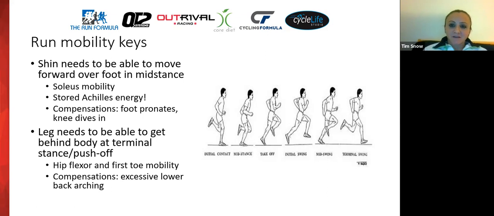And then the other main area of mobility, flexibility that tends to be limited with running is our legs need to be able to get behind the body at this terminal stance push off here. So our hip needs to be able to extend usually about 20 degrees past vertical here to push off the body. This is a function again of our hip flexor mobility on the front of the hip, and also our great toe. This is an area that tends to get overlooked, but that needs to be able to extend as well. And some of the compensations you'll see for that is that the low back will arch excessively in order to try to get the leg behind the body.